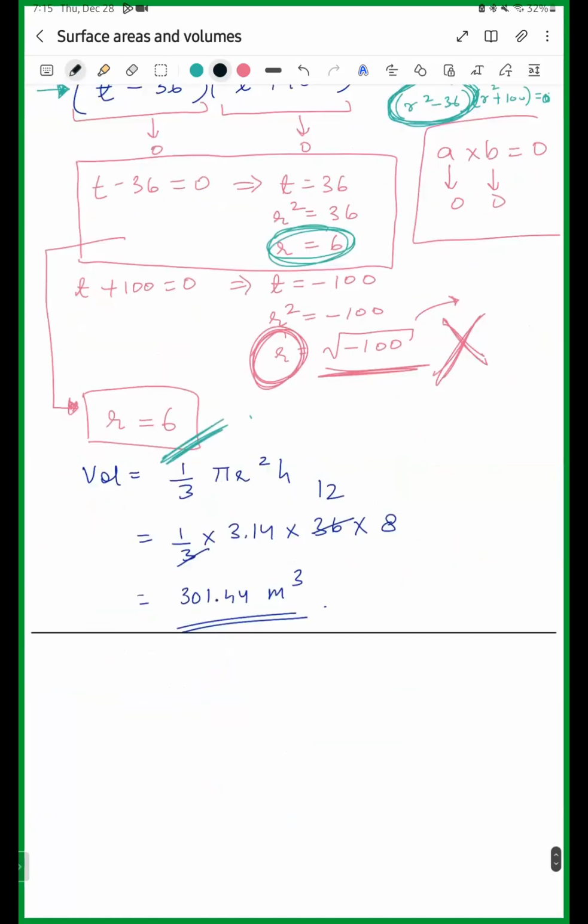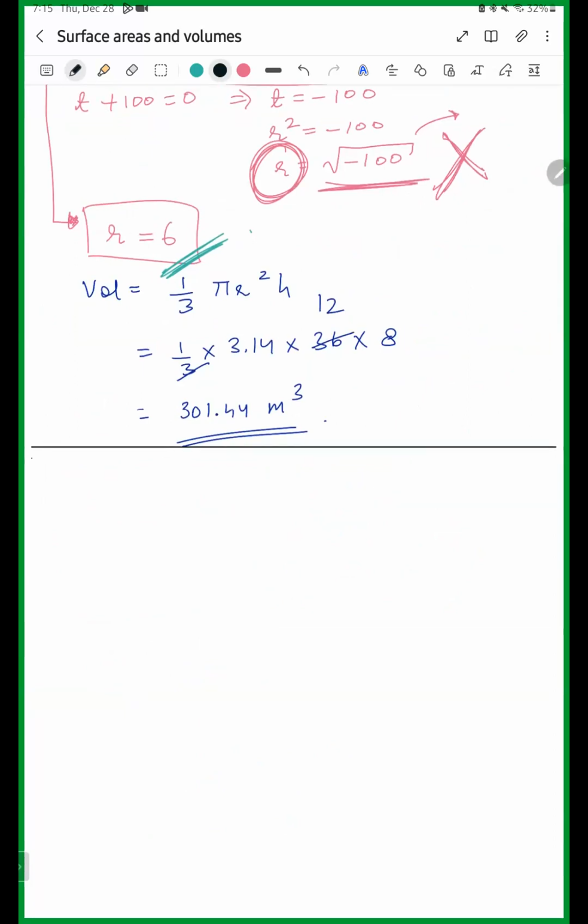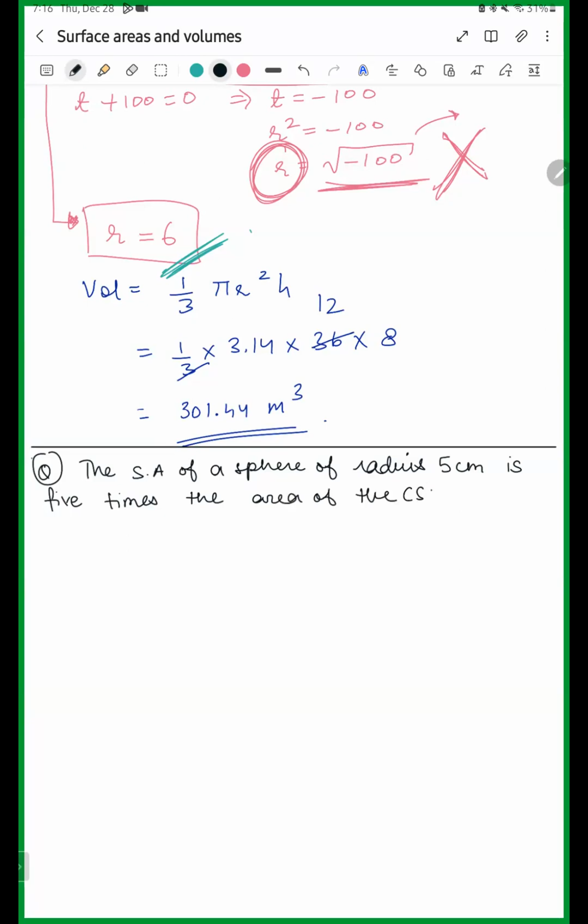Okay, let's do this question. The surface area of a sphere of radius 5 centimeters is 5 times the curved surface area, CSA, of a cone of radius 4 centimeters. Find the height and volume of the cone.